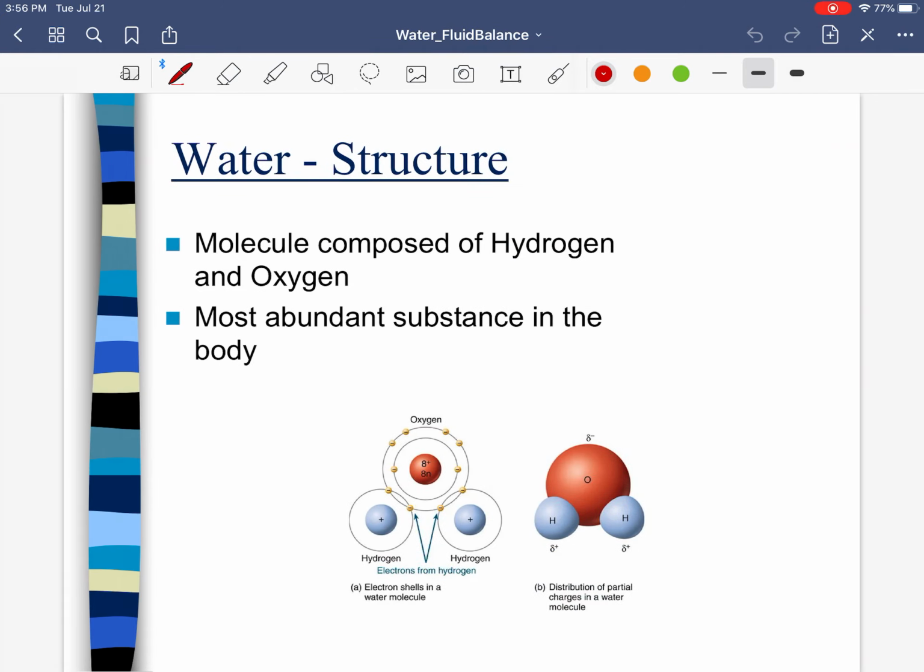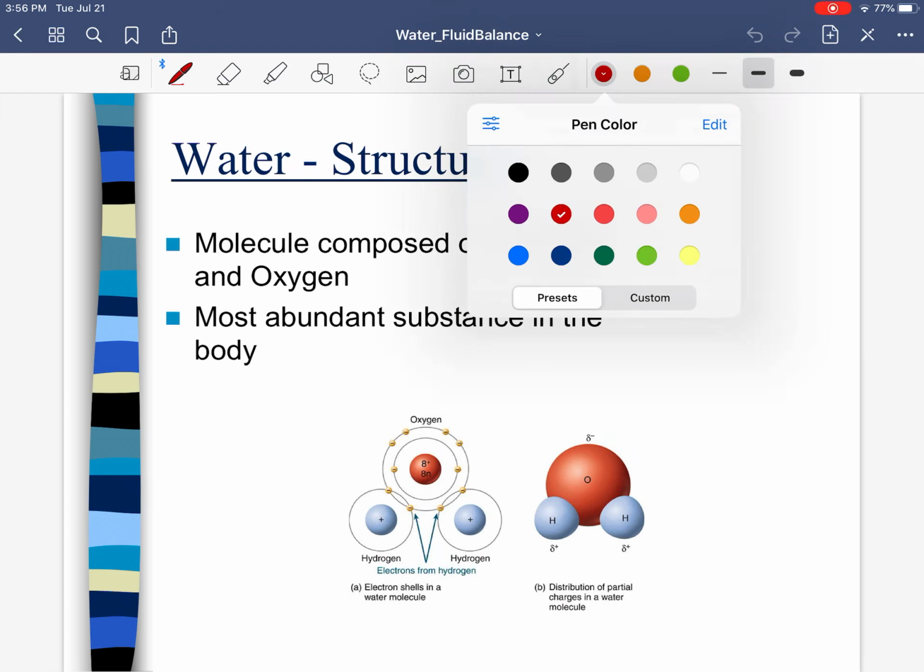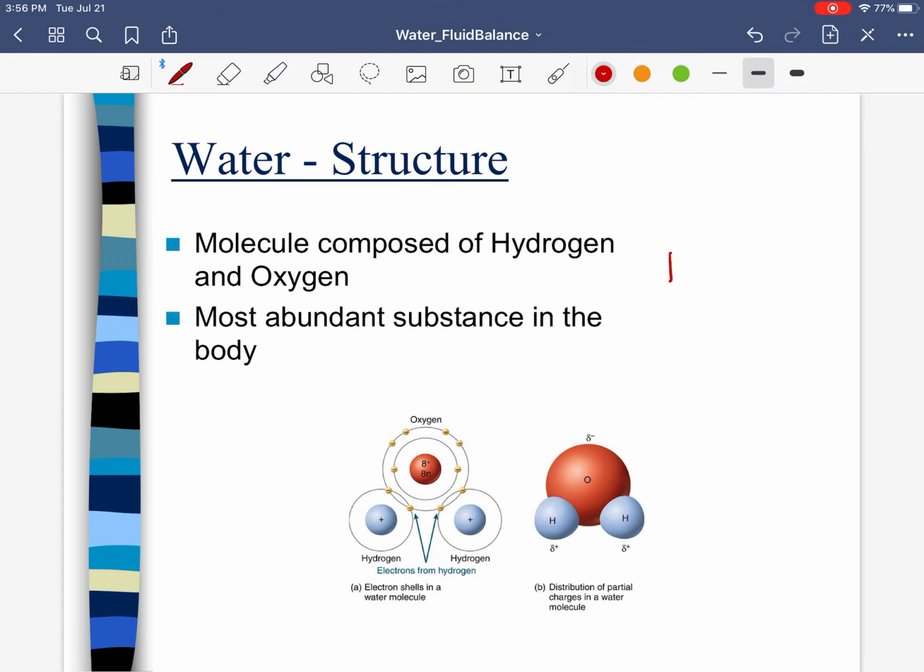Okay, so we're going to start really basic. We know that water is H2O, so it's 2 hydrogen molecules and 1 oxygen molecule. It kind of looks like an upside down Mickey Mouse face to me. You don't have to know the specific structure though. We do know that it is very abundant in the body.